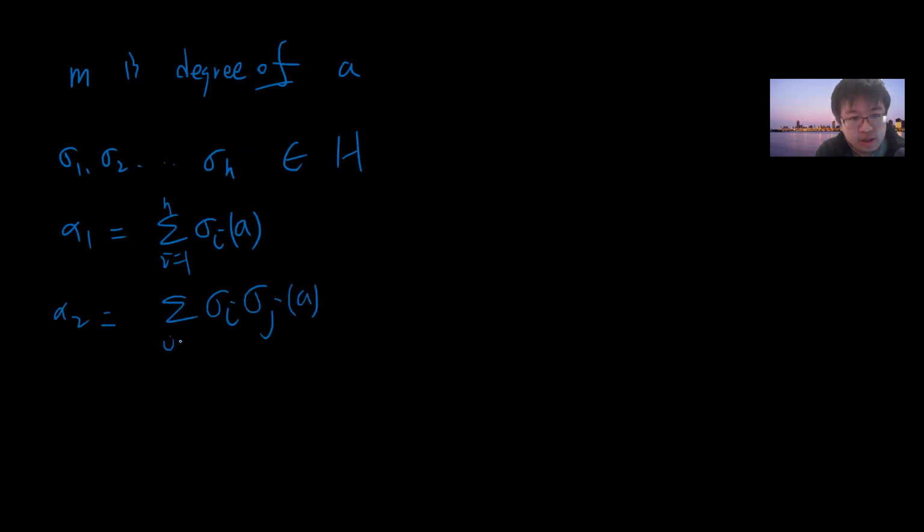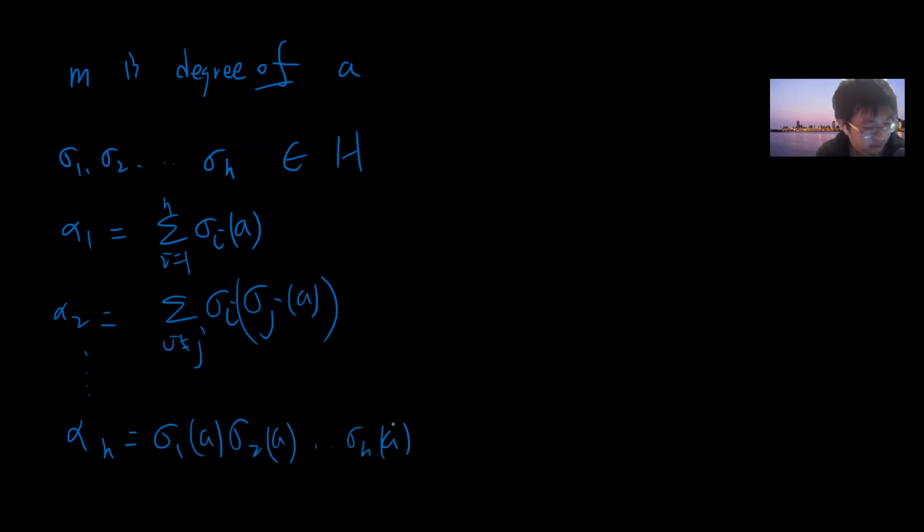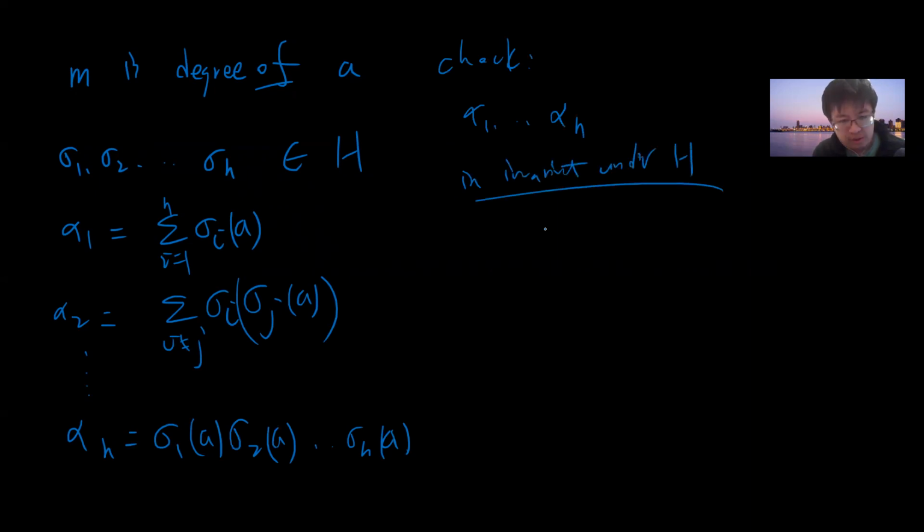So let's say M is the degree of A, the degree of the minimum polynomial of A over K_H. Let sigma_1 up to sigma_h be the elements of H. Then you can define coefficients: alpha_1 to be the summation of sigma_i A, i from 1 to h, and alpha_2 to be the sum of sigma_i A sigma_j A with i not the same as j, up to alpha_h to be sigma_1 A, sigma_2 A up to sigma_h A. You can check, this is a simple check, that alpha_1 up to alpha_h are invariant under H.